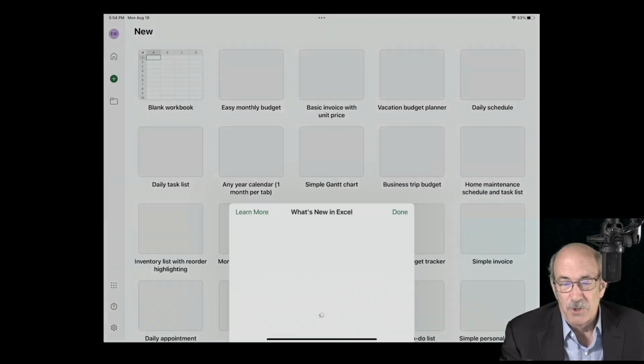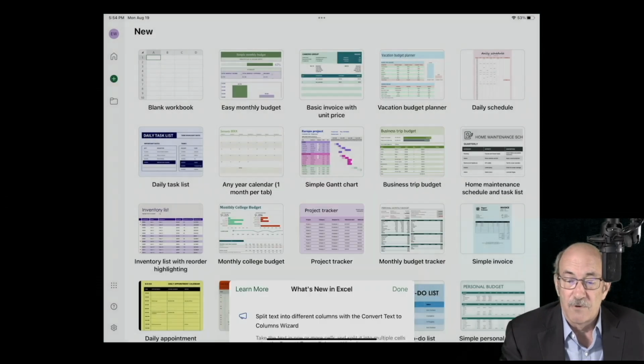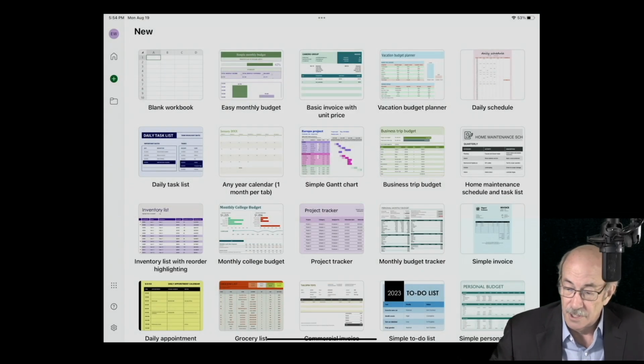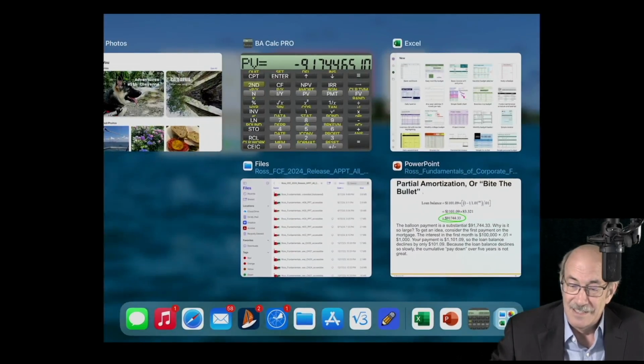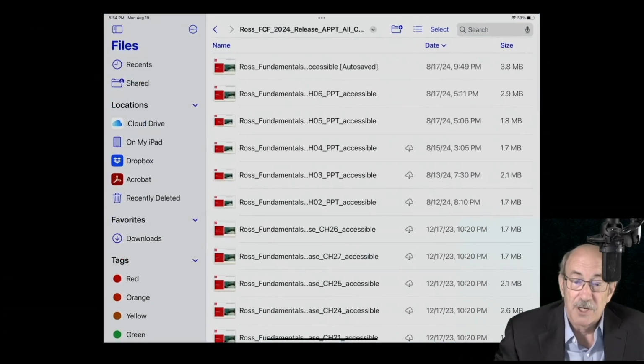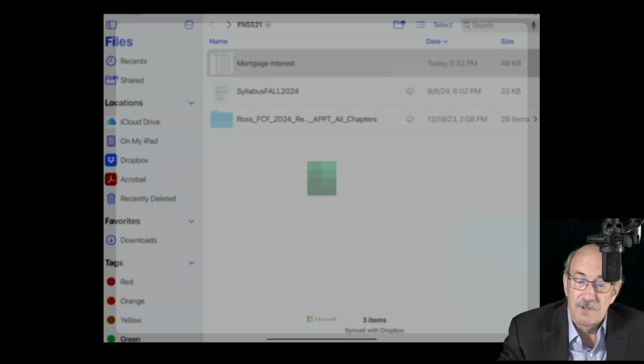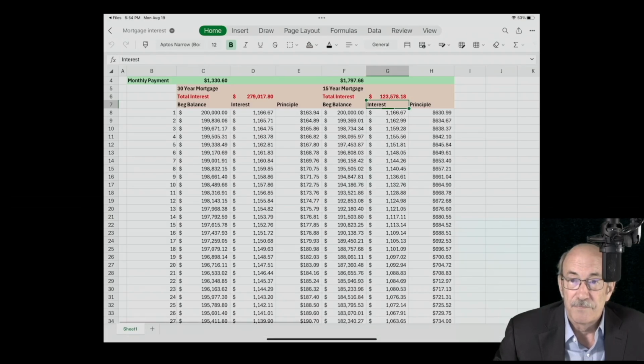So I put together a little spreadsheet here for you. And where did it go? It was open there just a moment ago, and it seems to have disappeared on me. Don't know why. There we go.